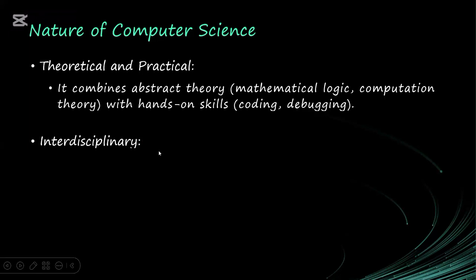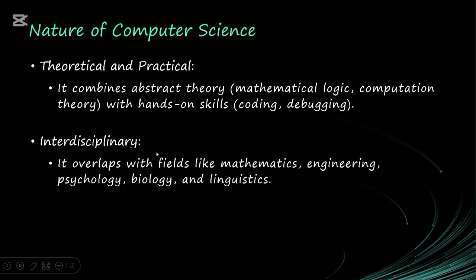So it is interdisciplinary, okay, in the sense that it overlaps with so many fields, all right? When it comes to computer science, we are talking about mathematics, engineering, psychology, biology, and linguistics. So computer science is interdisciplinary in the sense that it overlaps with these kinds of fields: mathematics, engineering, psychology, biology, and linguistics. It is also problem-oriented, okay?